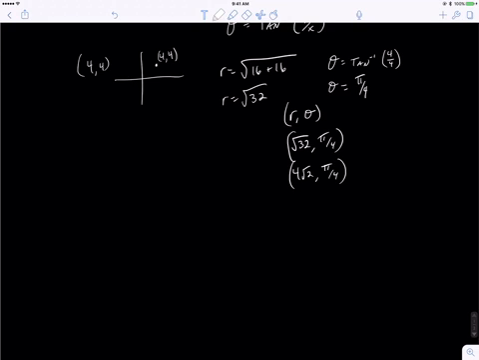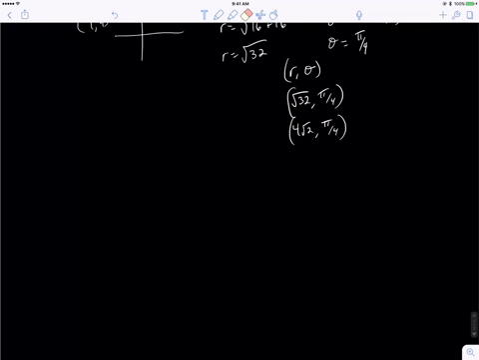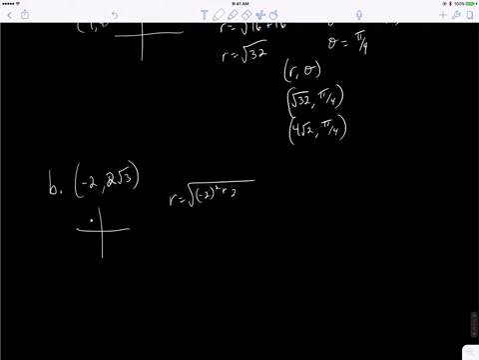Hold on a sec. Okay, so B is (negative 2, 2 root 3). So that's going to be somewhere up here in quadrant 2. So r is going to be the square root of negative 2 squared plus 2 root 3 squared. So r is going to be the square root of 4 plus 12. R is the square root of 16. R is 4.